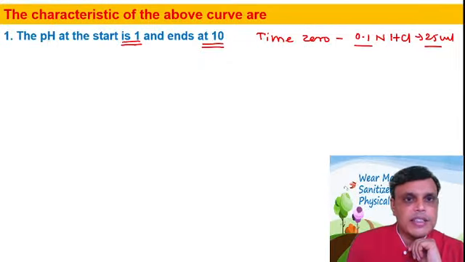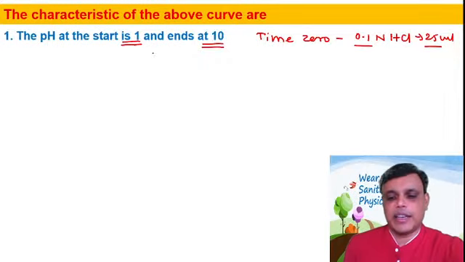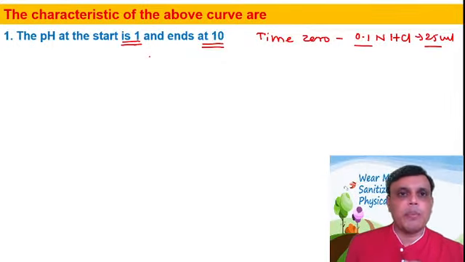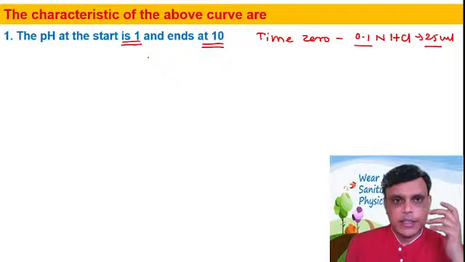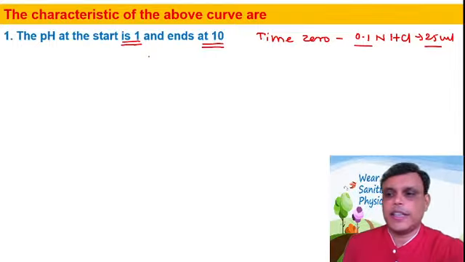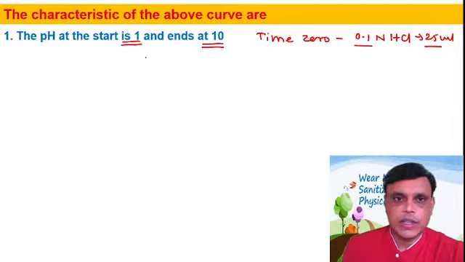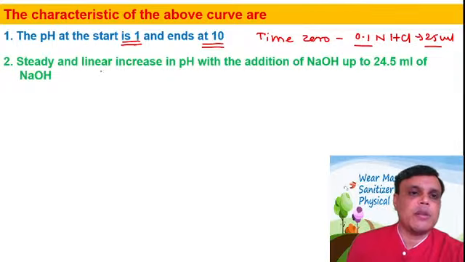The pH at the start is 1 and ends at 10. So this is the first point. Now if you have pen, copy, notebook, please write down these characteristic points. Yes or no? Okay, so this is point number 2.